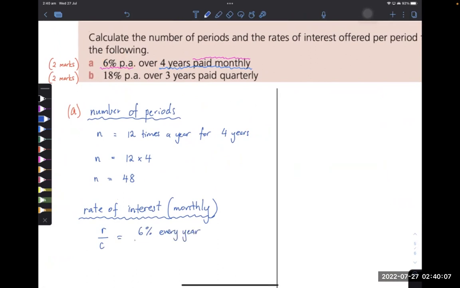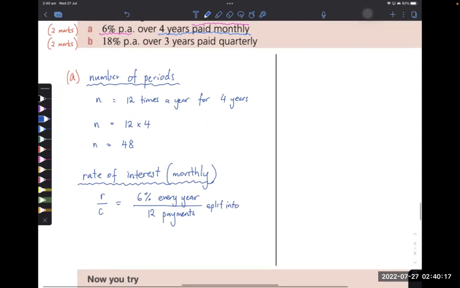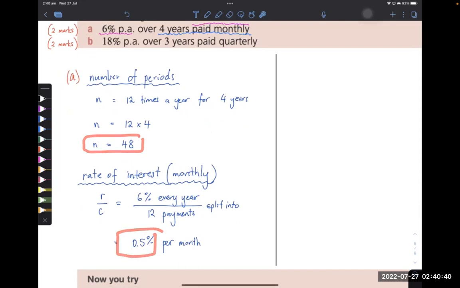But we're splitting it into 12 payments. So what this means is if we go 6 over 12, we get 0.5%. It's not about every year anymore. We're looking at the idea of monthly. So we're going to say per month. These two numbers are really important. So that's what we're going to use.